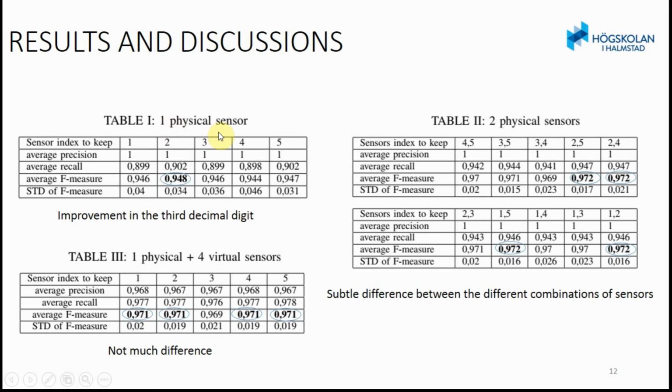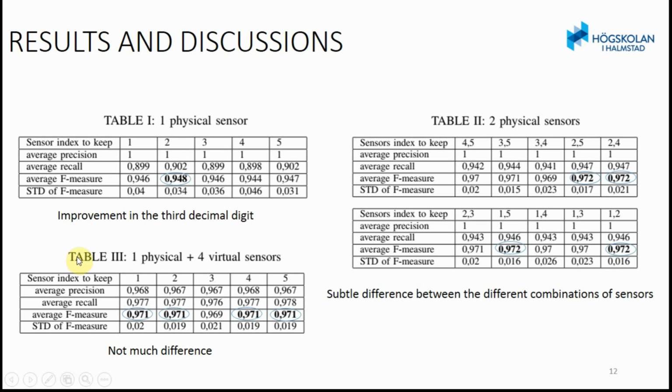Table 1 is the result for keeping 1 physical sensor, and you can see improvement in the third decimal point, but sensor 2 is the best. And table 2 is keeping two physical sensors, and we have four configurations that have the best performance. But there are subtle differences between different combinations of sensors.